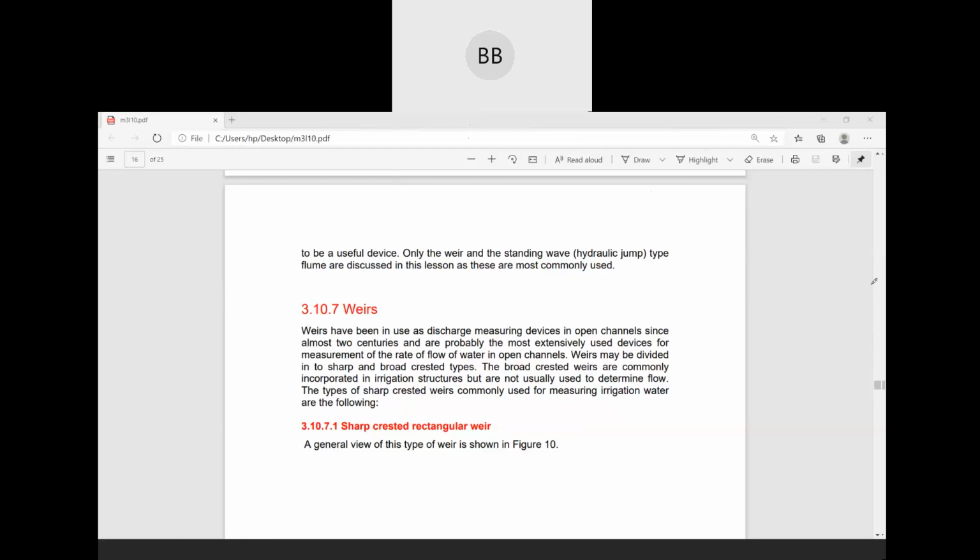Next, you can write the types of weirs. Mainly we are going to discuss the types of weirs with diagrams. So first write down that weirs have been used as a distance measuring device in open channels for almost 2 centuries, and probably the most extensively used device for measurement of the rate of flow of water in open channels. Weirs are mainly of two types: one is sharp crested and one is broad crested weirs. Those two types we are going to discuss in detail.